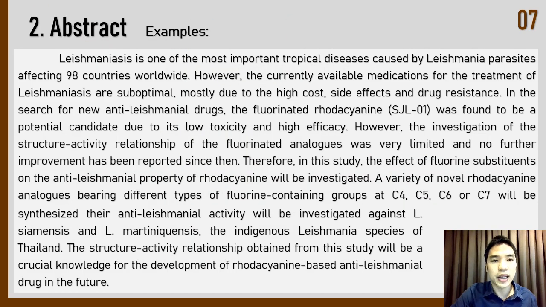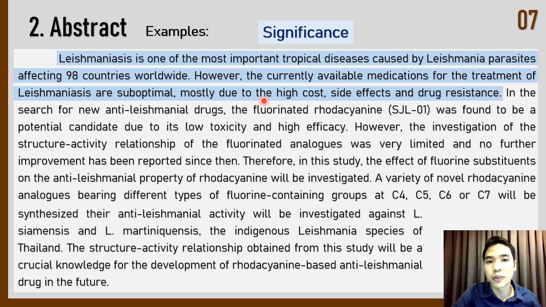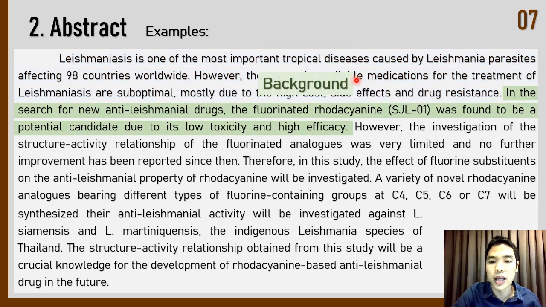Okay, let's have a look at an example of an abstract of a research proposal. As you can see, it comes in only one paragraph, but this paragraph summarizes every aspect of the research proposal. Starting with the significance, in this particular example, the author is talking about leishmaniasis, which is an important tropical disease, and then they talk about how the current medication is still lacking. Sometimes they have some background where they need to talk about some important information and give out to the readers.